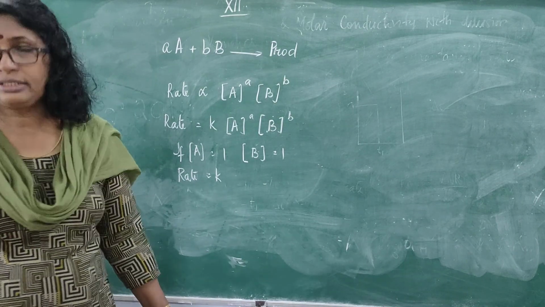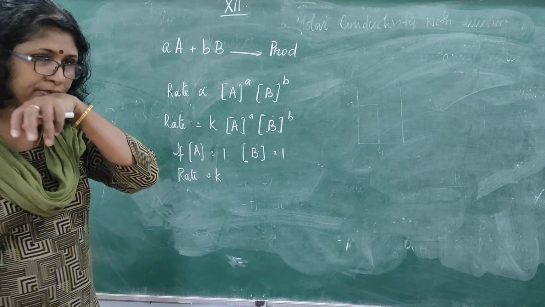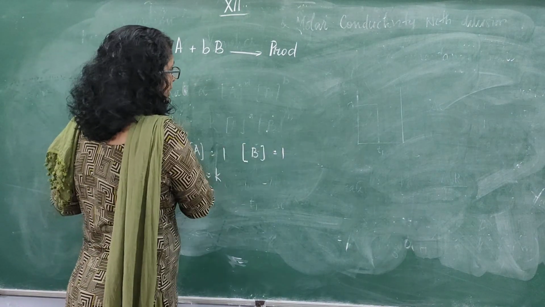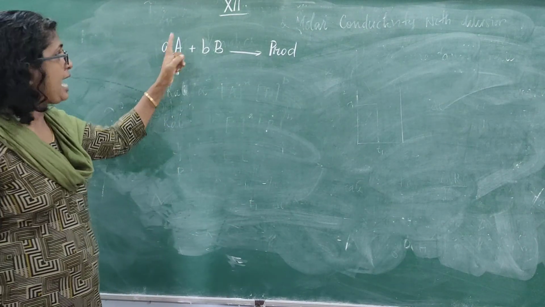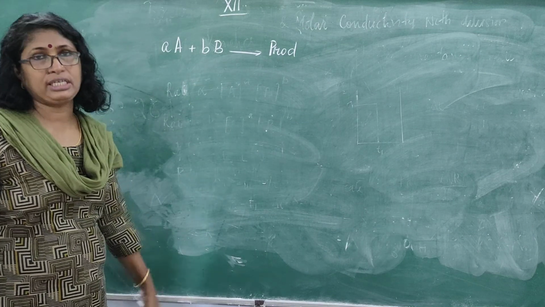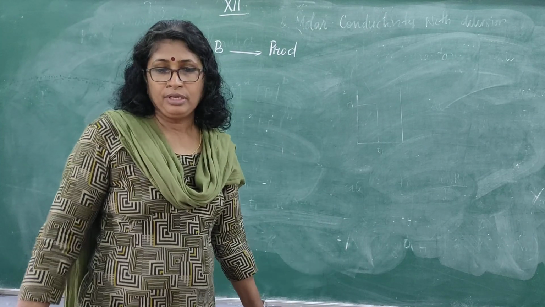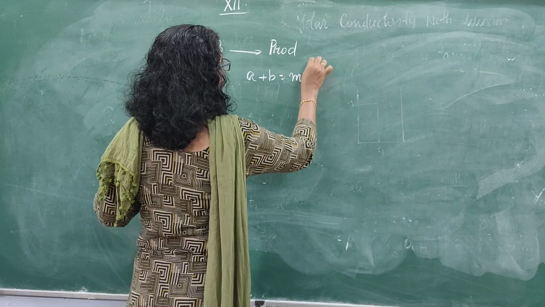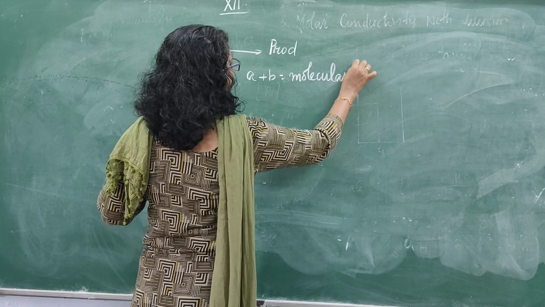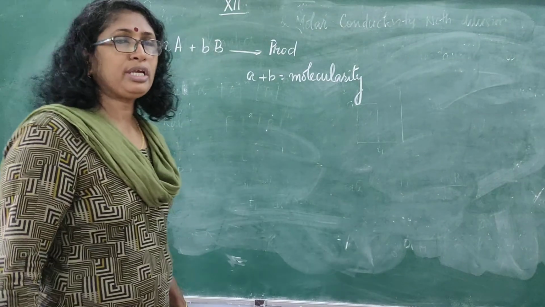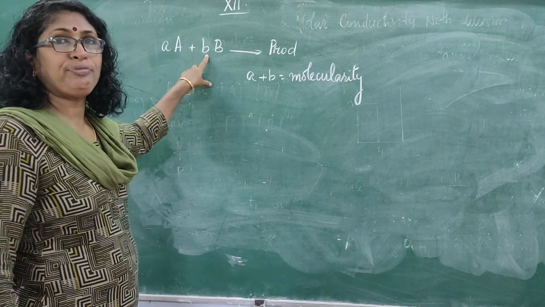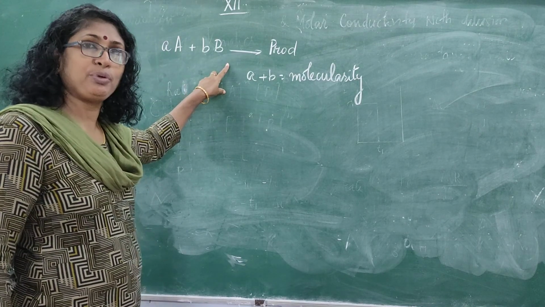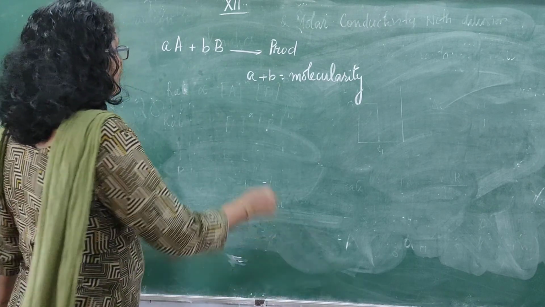Now, we know that for a chemical reaction, the reaction takes place by the collision between the molecules. So here it means that a molecules of A and b molecules of B collide with each other and we get the products. So the total number a plus b is called the molecularity of a reaction. We get the molecularity of a reaction by adding the coefficients of the reactants in the balanced chemical equation.